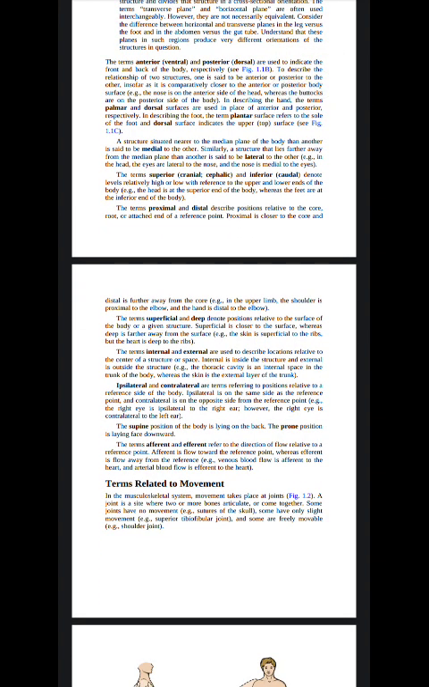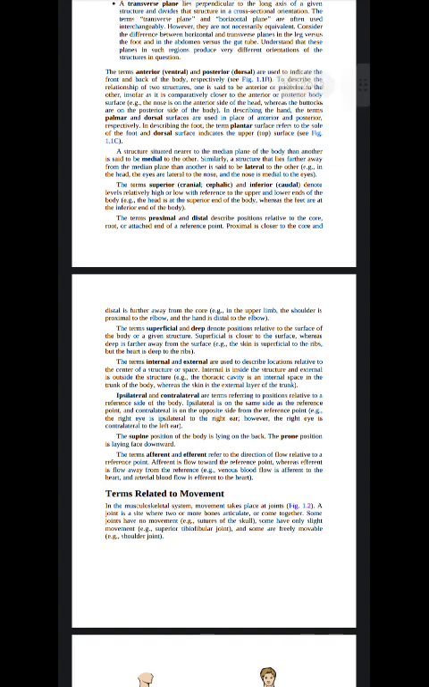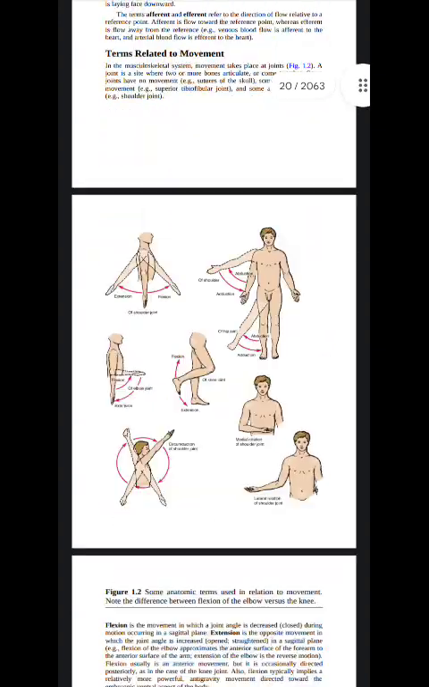Now, terms related to movement. In the musculoskeletal system, movement takes place at joints. A joint is a site where two or more bones articulate or come together. Some joints have no movement, such as the sutures of the skull. Some have slight movement, such as the superior tibiofibular joint, and some are freely movable joints, such as the shoulder joint.